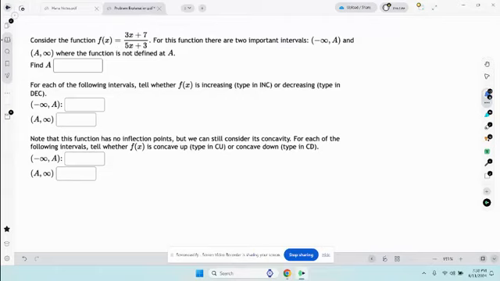Since we can't divide by 0, the only value that will make this undefined is any value of x that would give me 0 in the denominator. So to find that value for a, all you have to do is set the bottom equal to 0 and figure out what value of x you get. So this would be 5x equals negative 3. So I get x equals negative 3/5. So that's going to be my a.